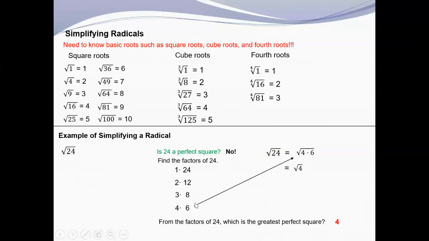Okay. Now you can separate them. What's the square root of 4? The square root of 4 is 2. So it'll be 2 square root of 6. That's your solution. That's how you simplify radicals.